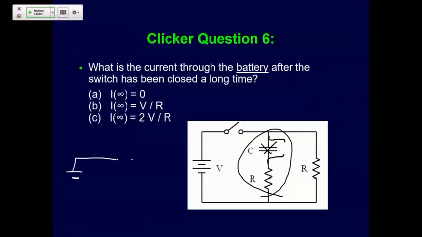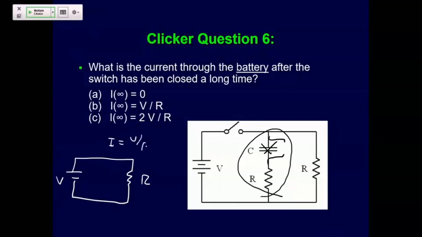If you get rid of that middle part, you have a setup that looks like this. Here's V and here's R. This is the simplest circuit in the world, and so the current in this case would just be V divided by R, and that's the current going through the battery. The current going through that middle part is zero, but the question was asking about the current being delivered by the battery. If you remember these two rules, you can interpret at least the short-term and long-term behavior of most RC circuits.